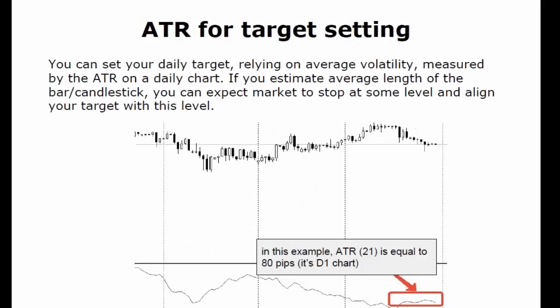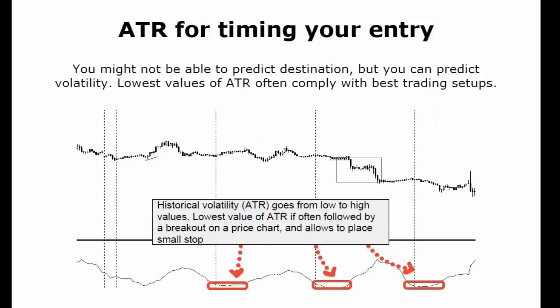It might be used for target setting when you switch to the highest time frame and measure the average size of the bar or a candlestick, and you know when the market is going to stop or finish its action for the day. Then you can use ATR for timing your entry when it is showing you the lowest value for 3 to 4 days or more, and when you see very low volatility in the price action, then you can trade breakouts to both sides of the range.